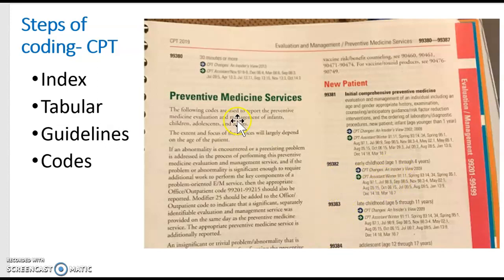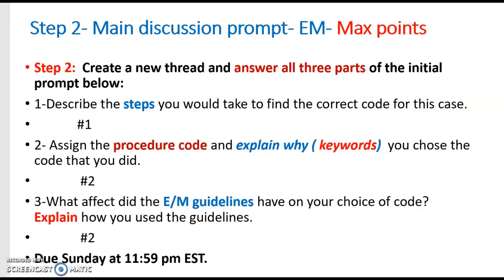Okay, how do I find the code range? I will go to my CPT book and look up on top of each page. Each CPT code page has a code range given to you, which makes it easier for you to find the code ranges. So make sure you follow them. Again, our main discussion prompts.